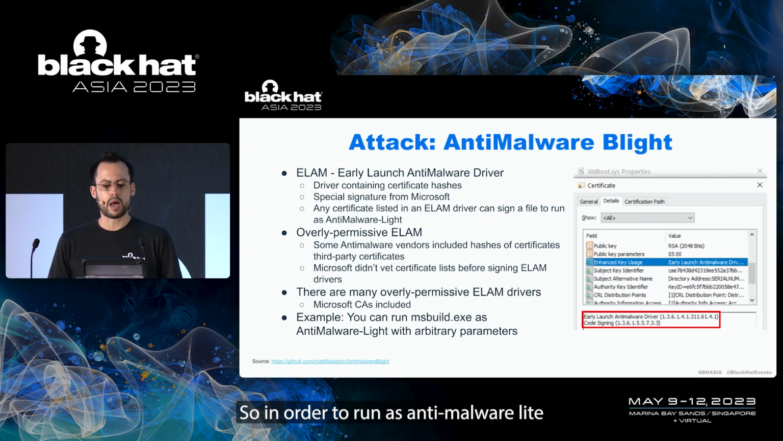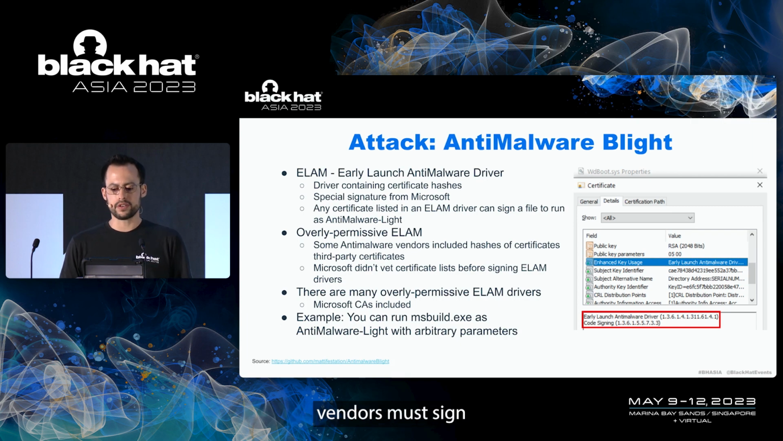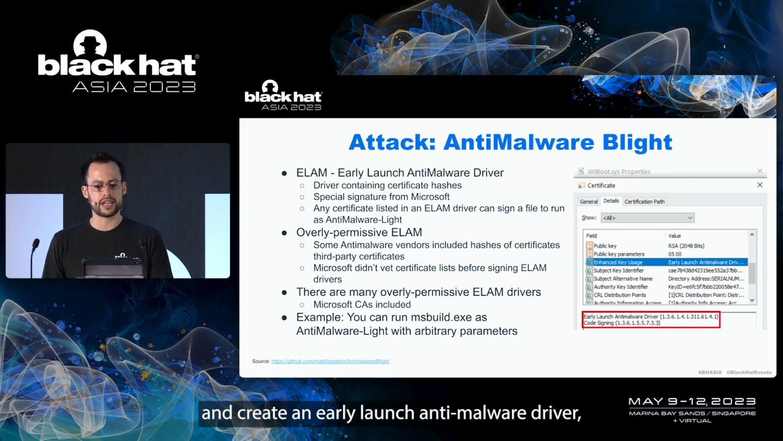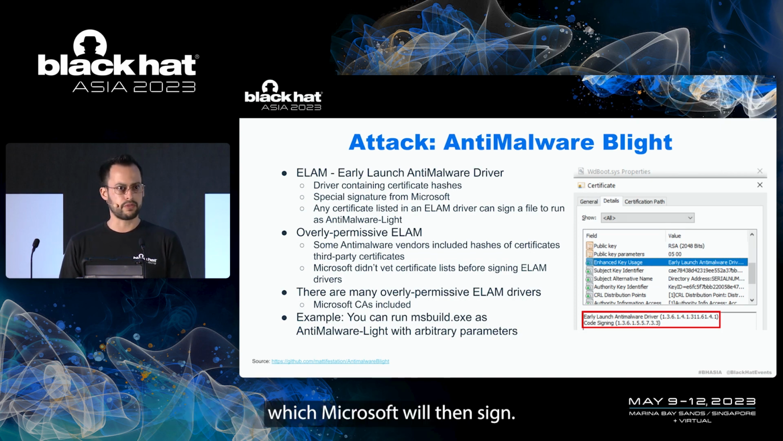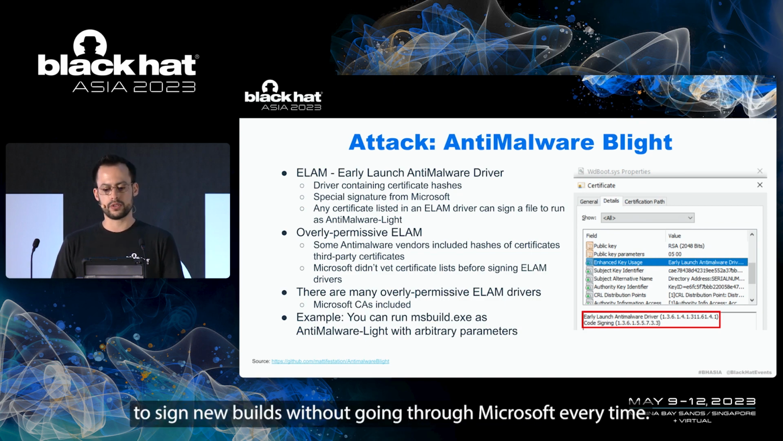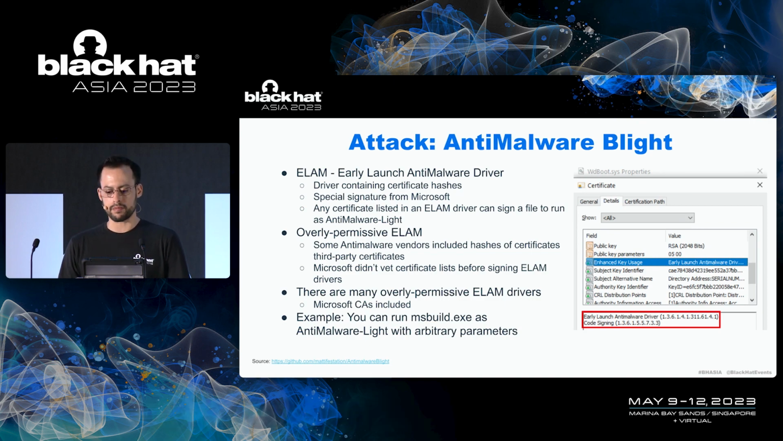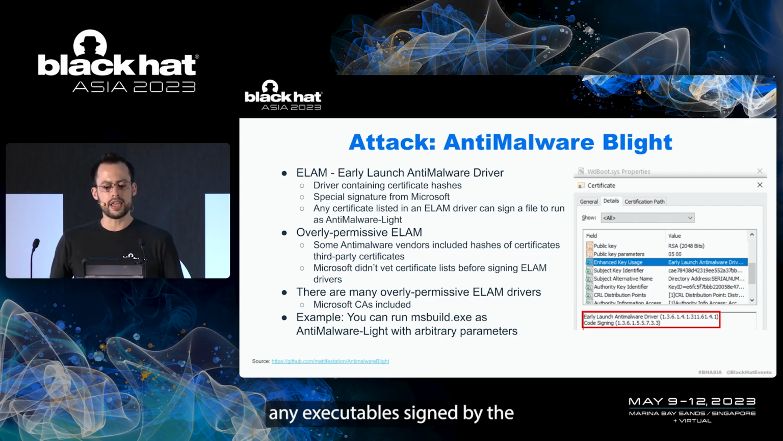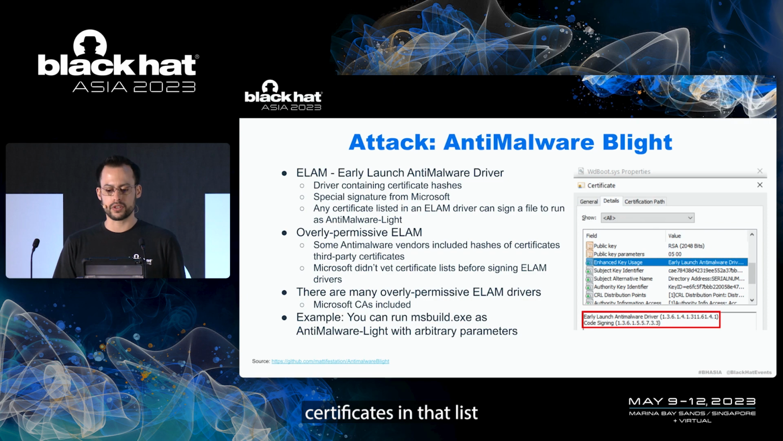So in order to run as anti-malware light, antivirus vendors or anti-malware vendors must sign binding legal documents and create an early launch anti-malware driver, which Microsoft will then sign. This driver contains a list of certificate hashes intended to allow that AV vendor to sign new builds without going through Microsoft every time. Once this ELAM driver is loaded by code integrity, any executables signed by the certificates in that list are allowed to run as anti-malware light.